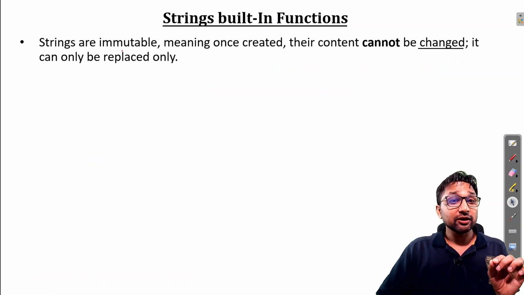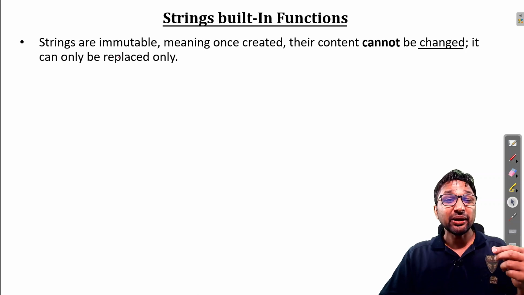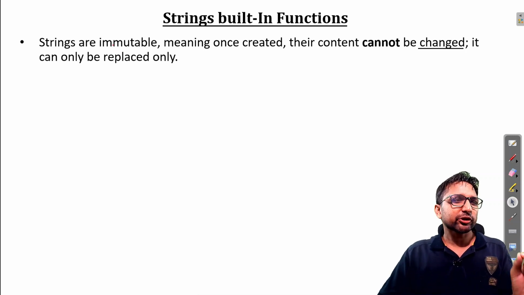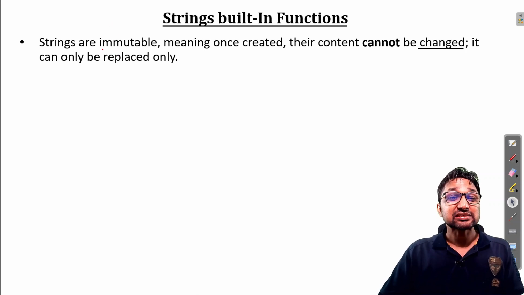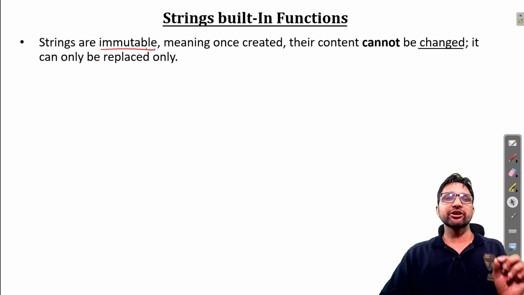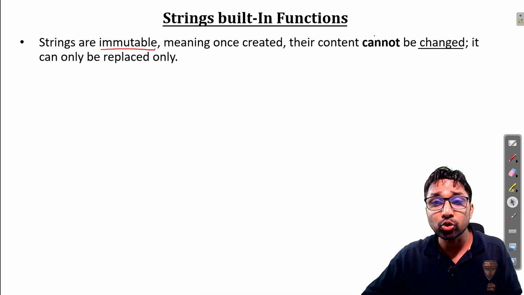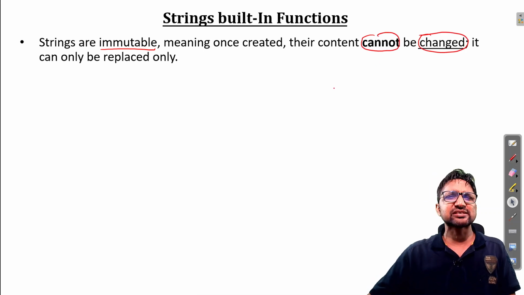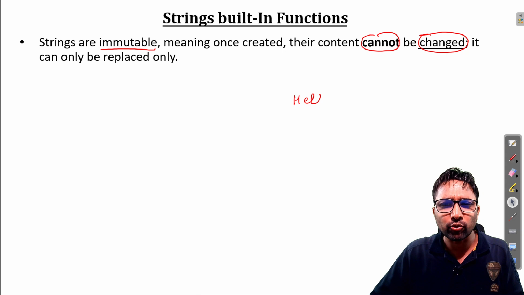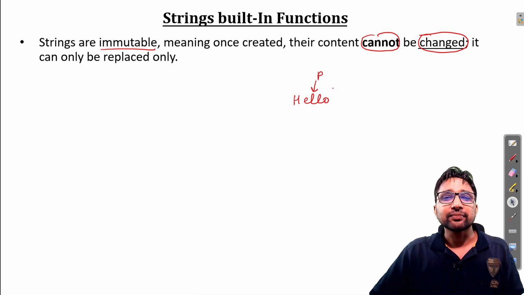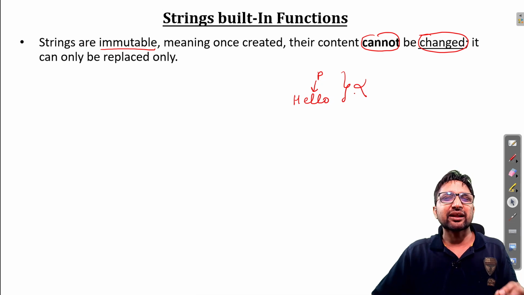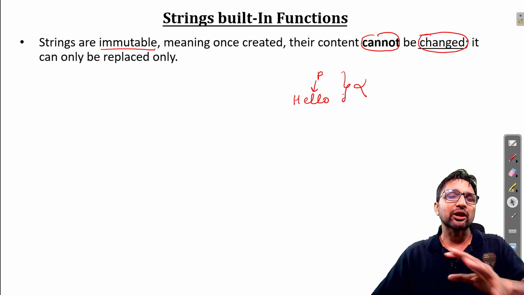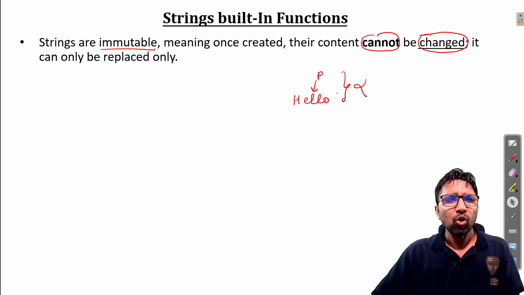Before discussing the different types of inbuilt functions, let me share one important thing about strings: strings are immutable. What do you mean by immutable? It means you cannot change the value of a string. For example, if I'm writing hello here and you try to change this L to P, it will show an error, because strings are immutable. You cannot change its value.